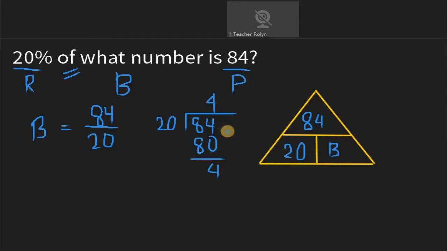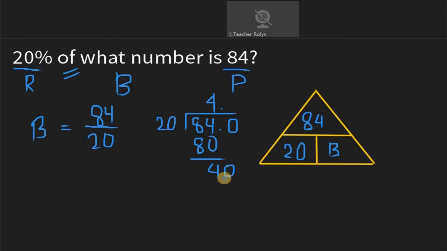We do not have any digit or any number to bring down. So anong gagawin natin? Kasi may remainder pa tayo. We can add a point, drag it up, then add 0. We make sure that your decimal points are aligned. Then we can bring down the 0.